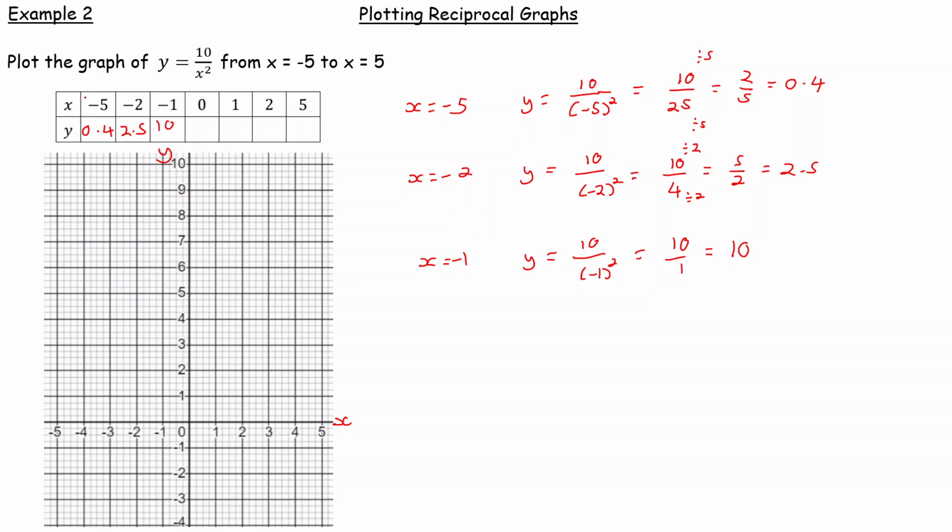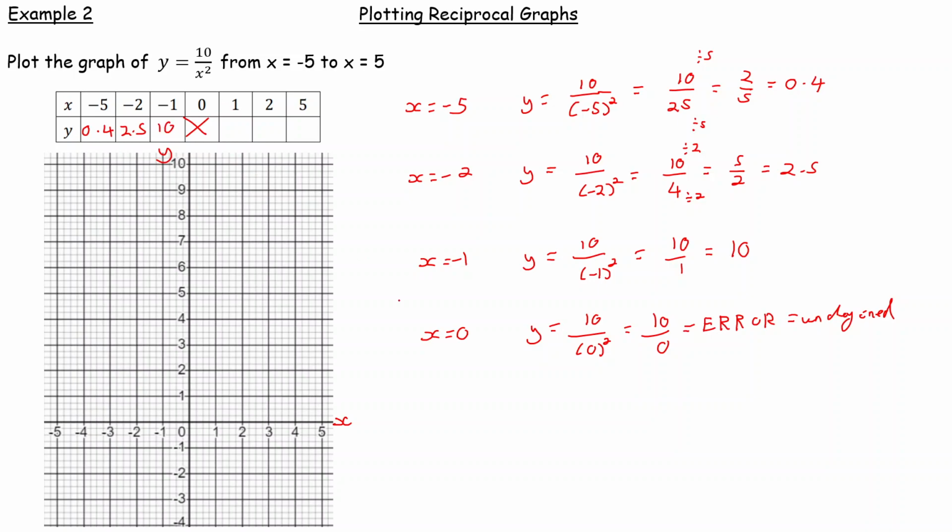Good. My next one, when x is equal to 0. Again, like on the previous one, I've got 10 over x squared, where x is 0, so 0 squared. So that's equal to 10 divided by 0. You cannot divide through by 0. It is an illegal move in maths. It doesn't work out, so your calculator will say error. Or as we said previously, we say it is undefined. So this has no y value. So we keep moving forwards.